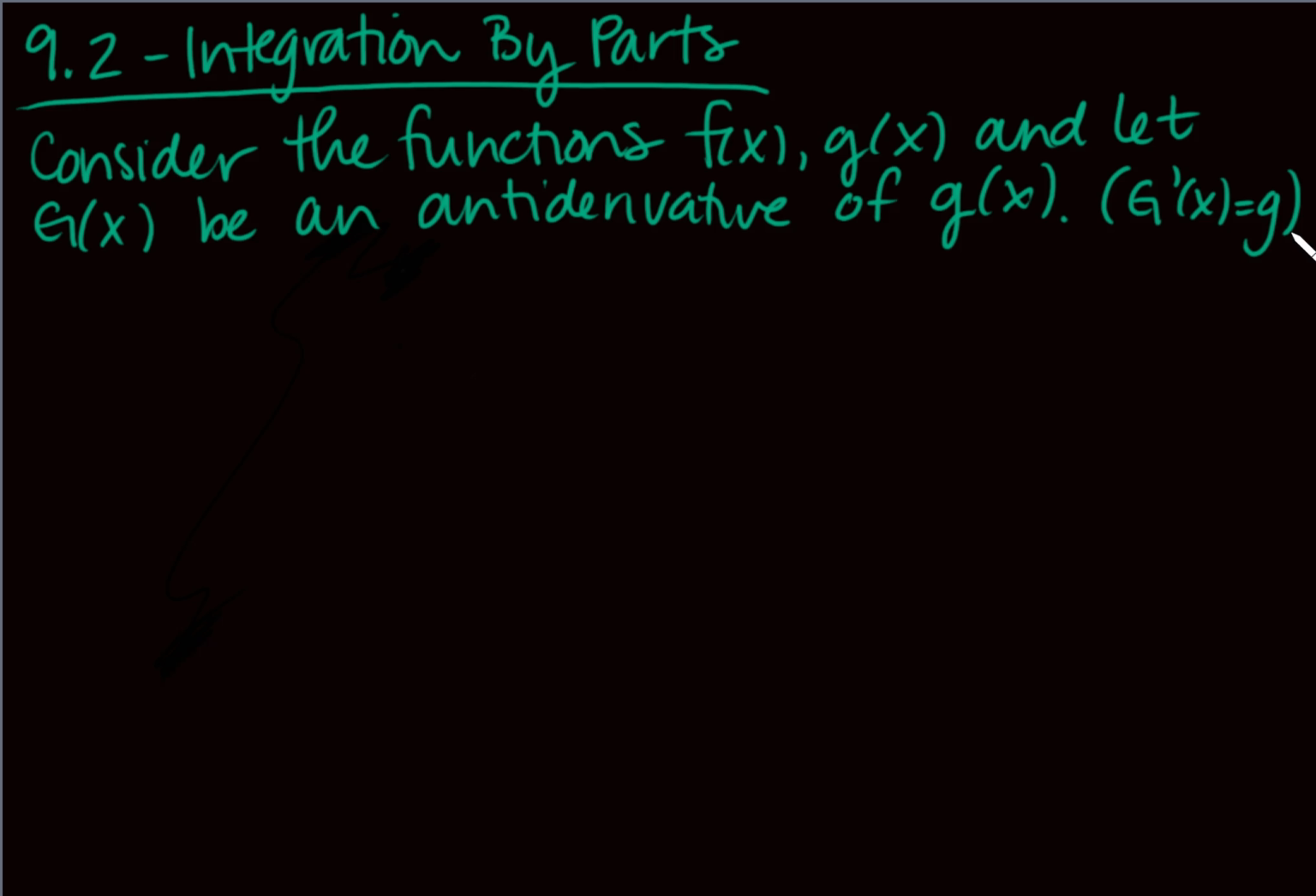Here's the idea. Integration by parts. So we looked at substitution, which was 9.1, and substitution really is used to undo a chain rule, right? So think of all these different ways that we could take derivatives back in Calc 1. We used the chain rule, we had the product rule, and we had the quotient rule.